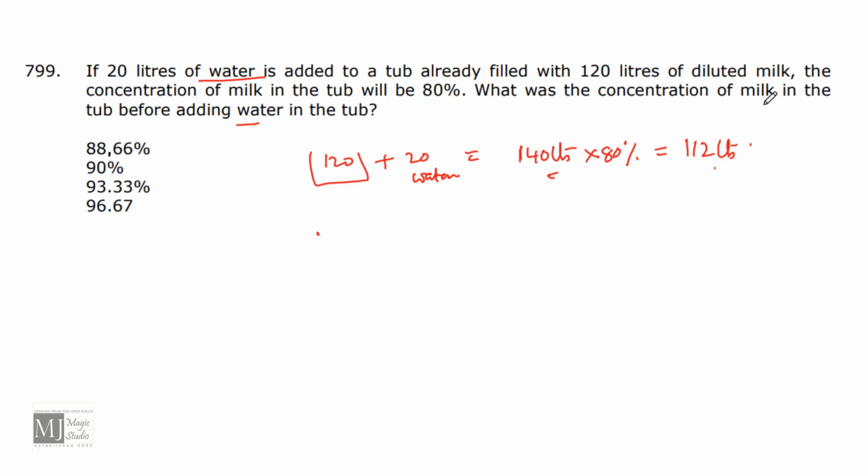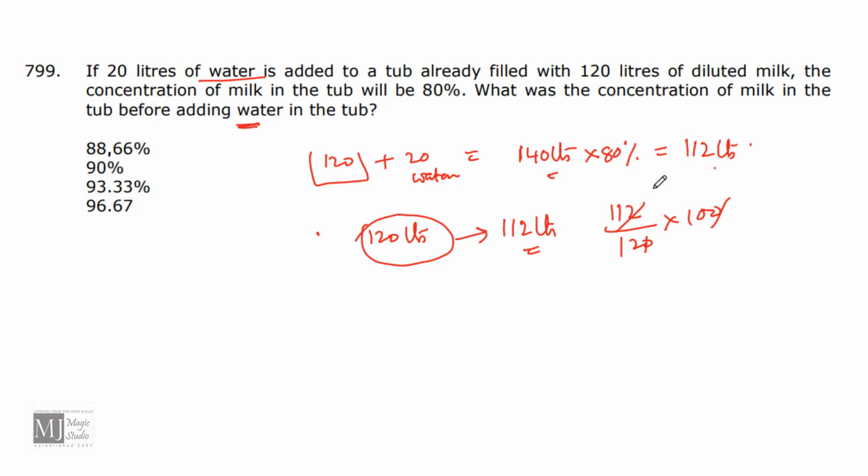Now the question is, what was the concentration of milk in the tub before adding the water? Before adding the water, there was only 120 liters, out of which 112 was milk because no milk is added. So the percentage we are looking out for is 112 by 120 into 100. 2 is like 56 and this is 6. 2, 3, 2, 28. So it is 280 by 3, that is 93.33%. Option C fits in.